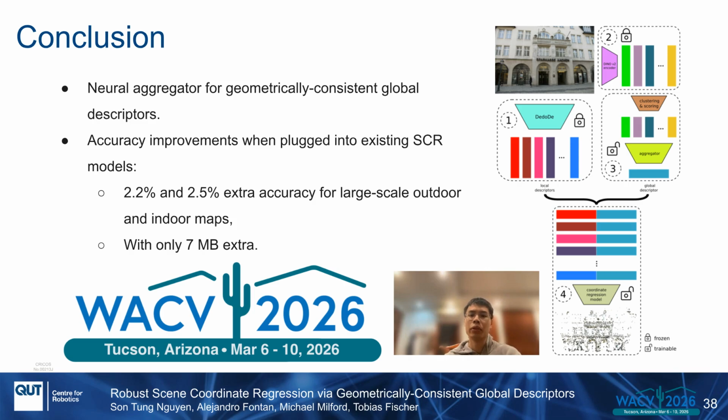In conclusion, we introduce a neural aggregator for geometrically consistent global descriptors. Our aggregator, when integrated into existing synchronous regression models, improves accuracy by 2.2 and 2.5% for outdoor and indoor maps with only 7 megabytes extra.